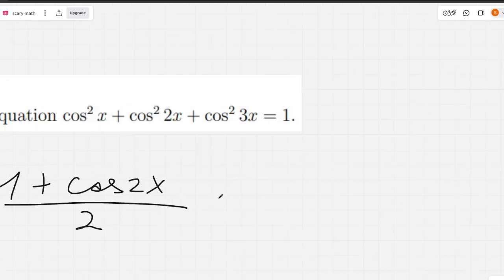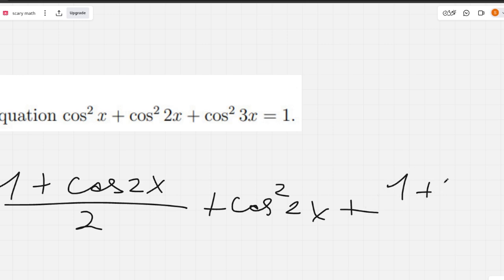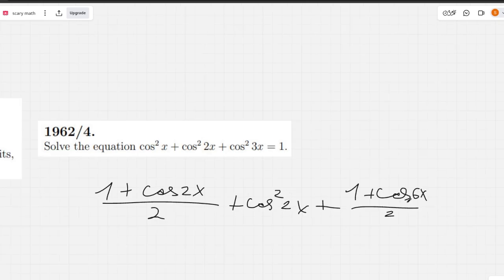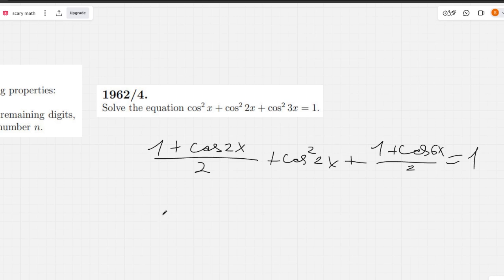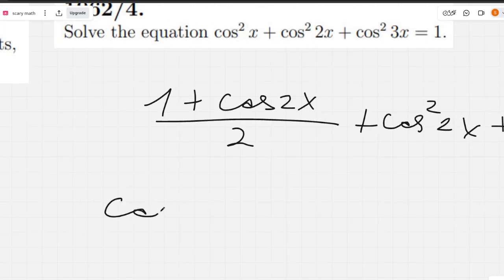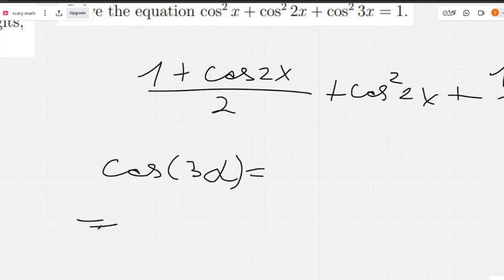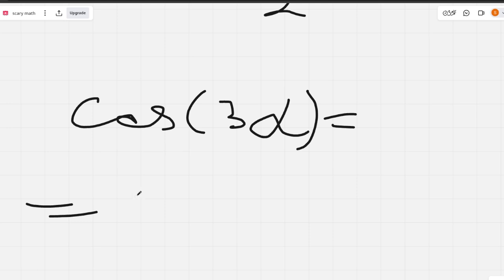Cosine squared of 3x can be written as (1 plus cosine of 6x) over 2. It's going to be equal to 1. Now, as for cosine of 6x, there is a neat formula for cosine of 3 alpha, right? But I don't remember it at all, so I'm going to rederive it real quick. You can skip this part if you do remember it.